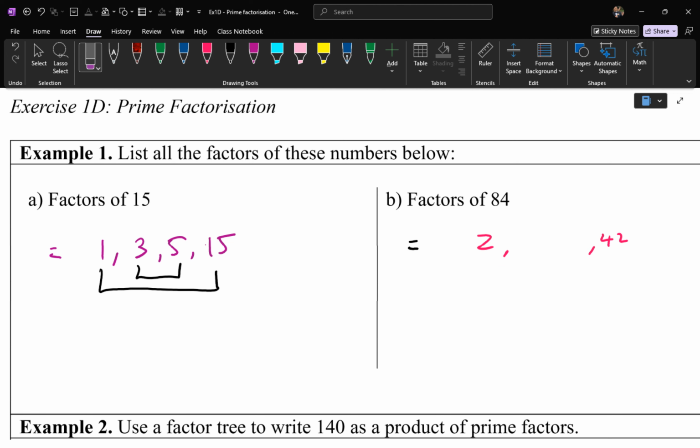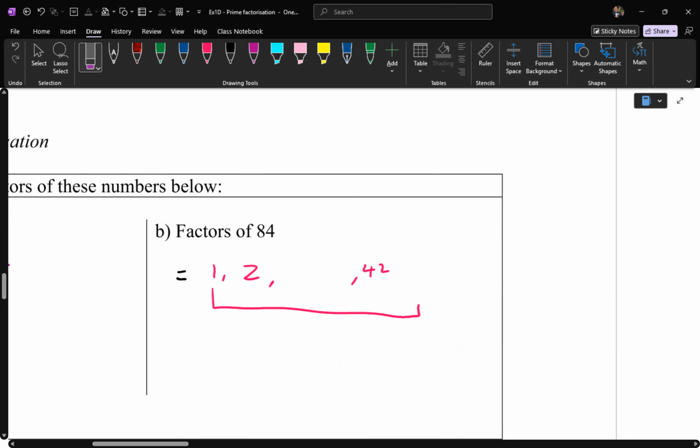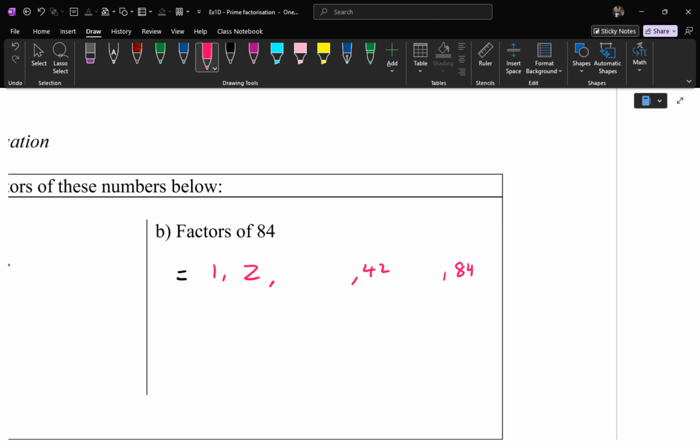Give me another one. Most obvious is 1. 1 times what will give you 84? 84. So 84 is also a factor. Now in between, you're just going to have to go through your times tables. What's another factor you think would work? 21. Very good. So 21 times what will give you 84? Because it has to be paired with something. Also, 4. 4, very good. 4 fits into 84 because 4 goes into 8 twice, 4 goes into 4 once. So 4 and 21 works.